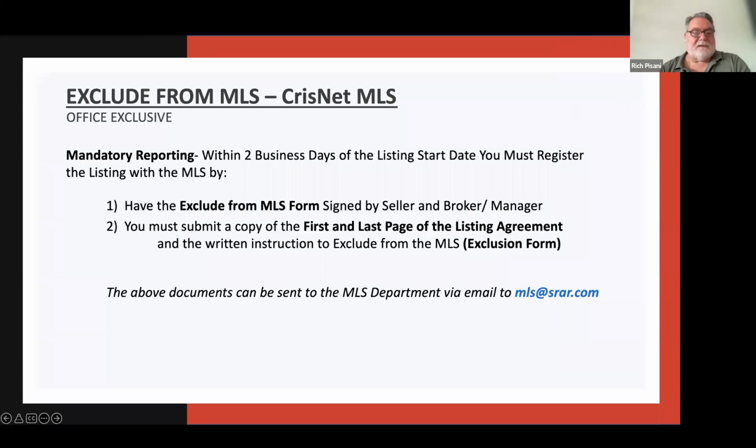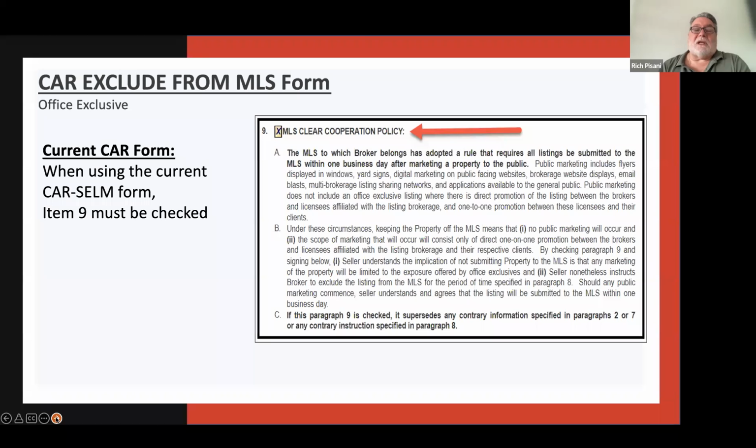And then you email that to the MLS, and that's the email address, mls@srar.com. You can use the CAR exclusion, which is the SELM, but make sure that you check MLS Clear Cooperation Policy. There is not one MLS in our area, in our service area, that does not abide by Clear Cooperation Policy. And I'll explain Clear Cooperation Policy in a little bit. So if you're using the SCLM, make sure that you check that box.